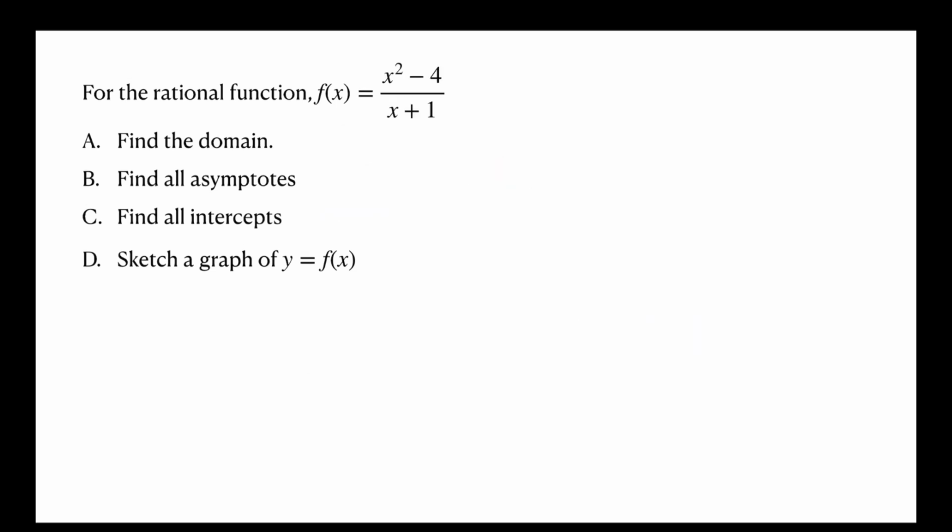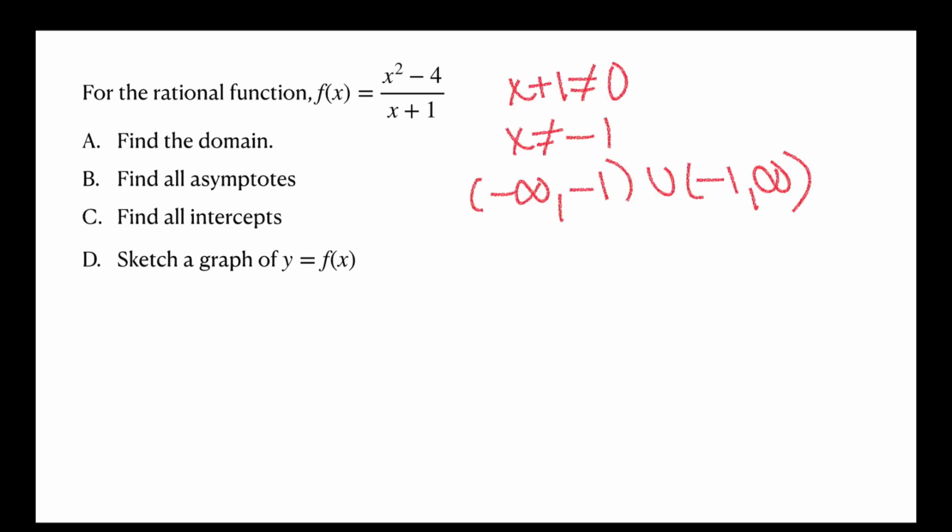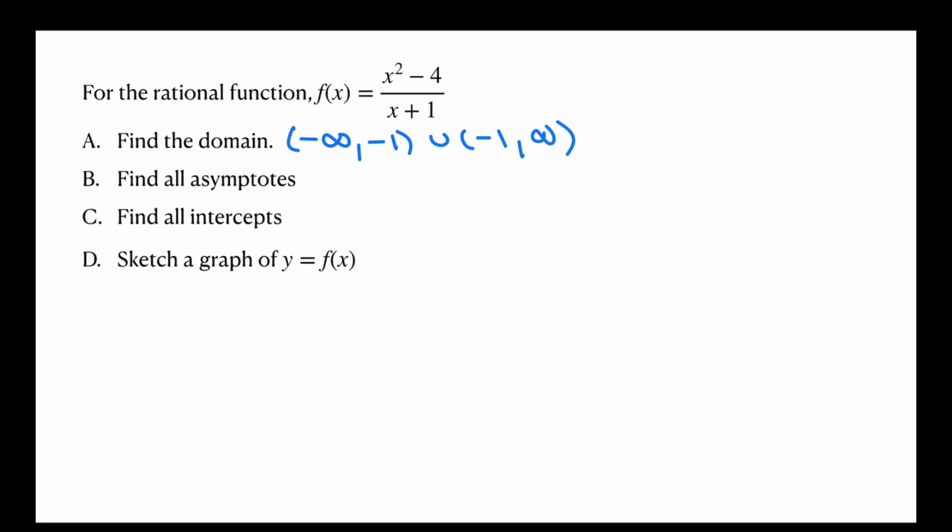All right, I want to do one more example. Let's see if we can sketch the graph of f(x) equals (x squared minus 4) divided by (x plus 1). Once again, I'm going to start by finding the domain. To find the domain, the denominator can't equal 0. x plus 1 cannot equal 0, so x cannot equal negative 1. And my domain would be negative infinity to negative 1, union negative 1 to infinity, not including that negative 1. So everything except negative 1.